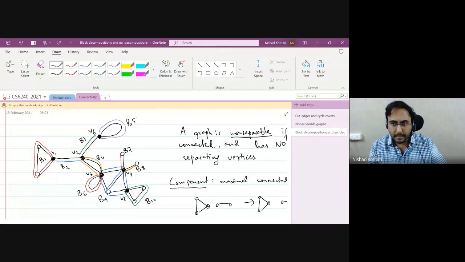Okay? And in that sense, this notion we are discussing is a decomposition of the graph, right? I want you to recall the definition of a decomposition. A decomposition is, you partition the edge set in such a way that each part will have at least one edge and every edge will be covered exactly once. Okay, so this is the block decomposition of the graph.